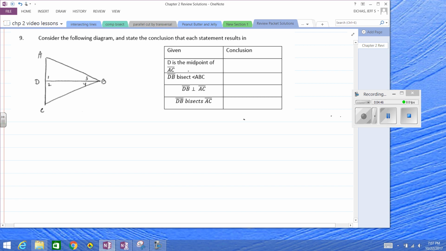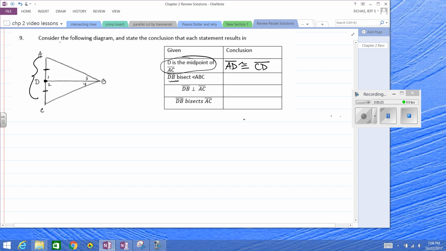All right. So, it's given that D is the midpoint. Consider the following diagram and state the conclusion each statement results in. Okay. So if D is the midpoint of AC, it's going to cut AC, the segment, into two equal segments. So AD is going to equal or be congruent to CD. Now, it doesn't ask us to explain, it just asks us to write the conclusion. Really important idea that we're on right now. So focus on this one quite a bit.